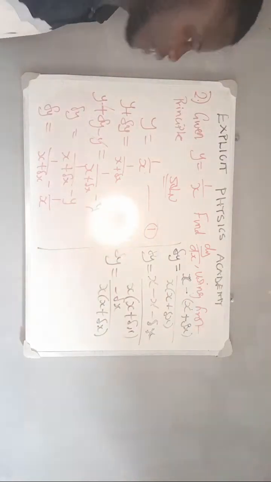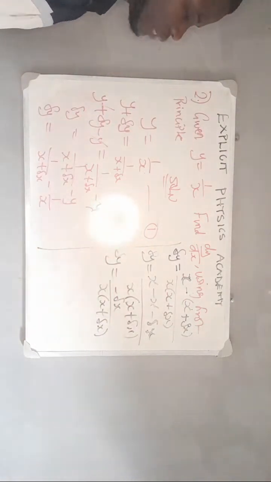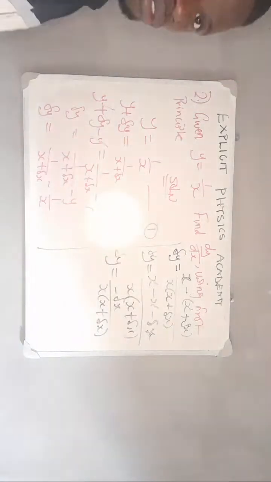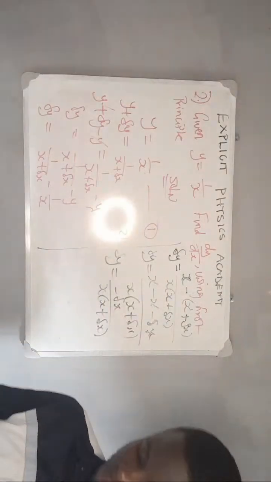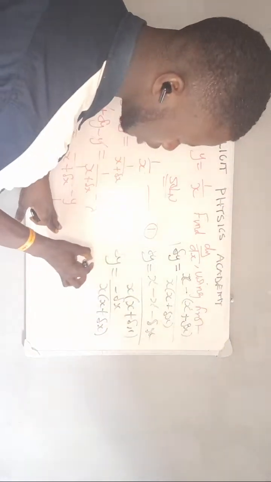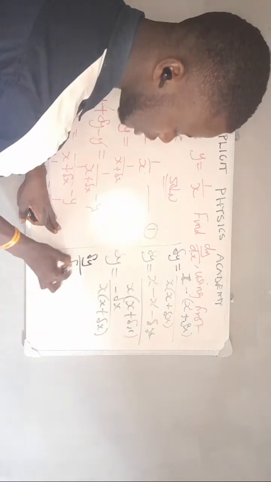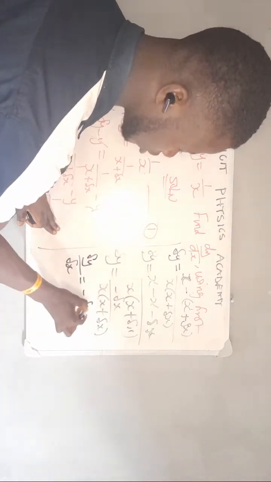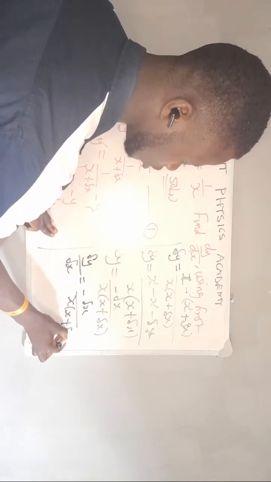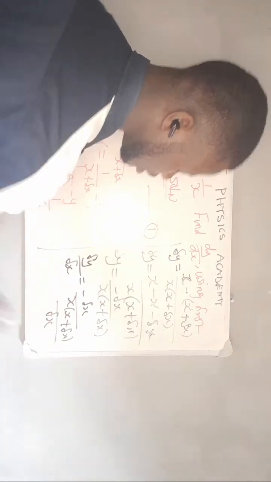Yes, we're making progress here. Now what do we do? We divide both sides by del x. After getting to this point, we divide both sides by del x to get our answer. So if you do that, we are going to have del y over del x as being equal to minus del x all over x plus del x, all over del x.